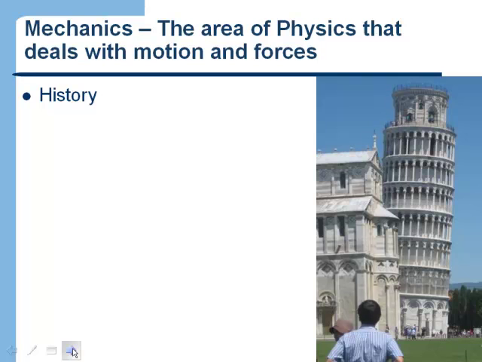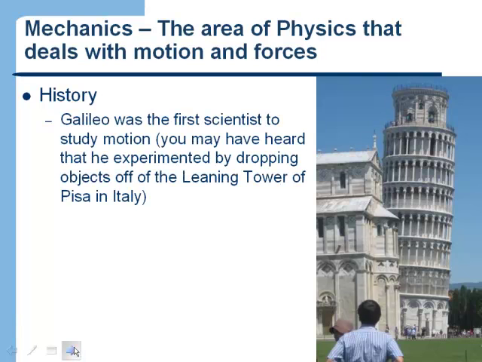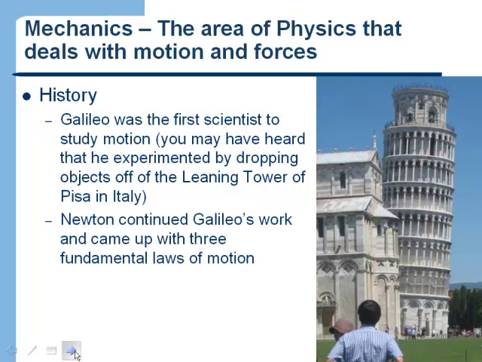basics of motion. Just to give you a little bit of history about this, Galileo is often called the first scientist, and he was the first person that we know who tried to study motion. And you may have heard that he did experiments such as dropping objects off the Leaning Tower of Pisa in Pisa, Italy, to try to figure out how objects moved. Newton came after Galileo and continued Galileo's work, and he came up with 3 laws of motion, which we'll be talking about in the next PowerPoint.